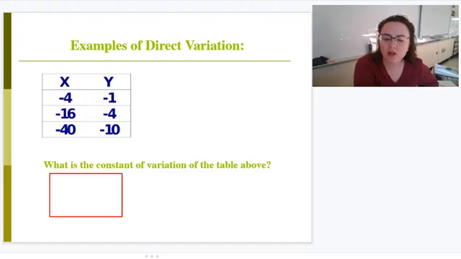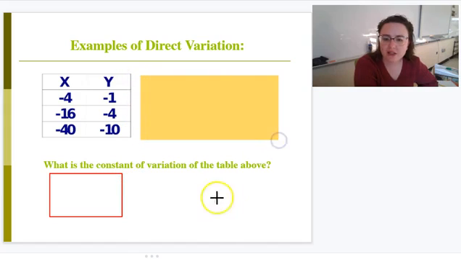Hey everybody, I wanted to look at a few of these problems from the Intro to Direct Variation slideshow. Some of you were having trouble with these. So it just says, here's an example of direct variation. So it's telling us that it is a direct variation, and it wants to know what is the constant of variation from this table.